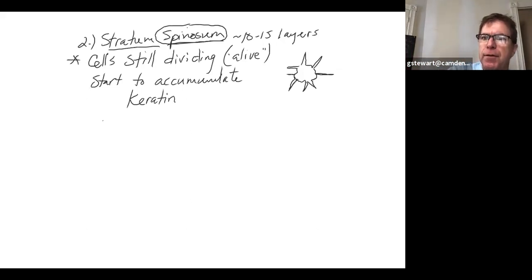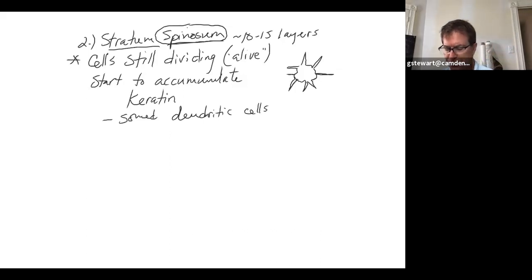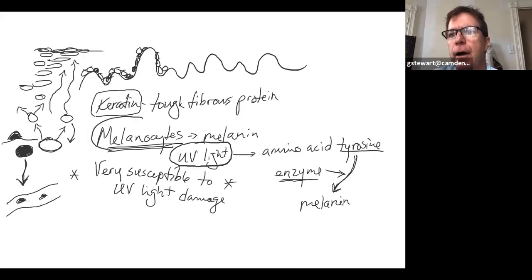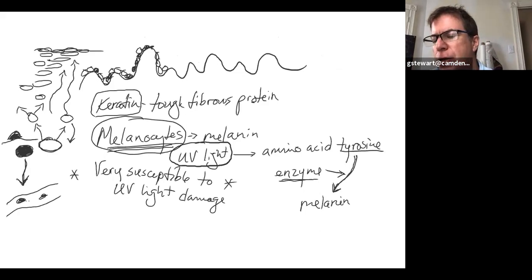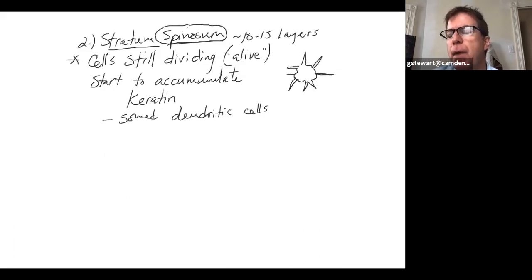We also have some dendritic cells present in this layer as well. And just to be specific, it is safe for you to remember that melanocytes are found in the deepest layer of the skin, the stratum basale. But in reality, just so you know, some melanocytes may migrate up a little bit into the spinosum layer. Let's go on to layer 3.